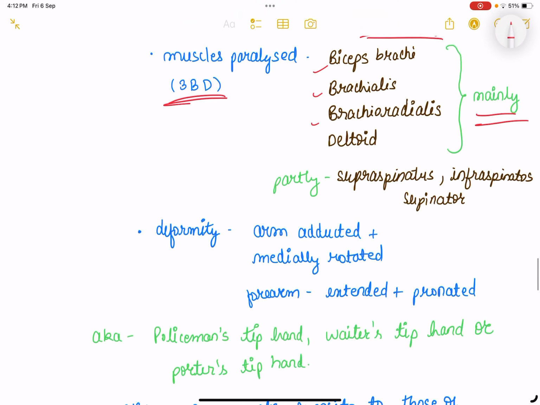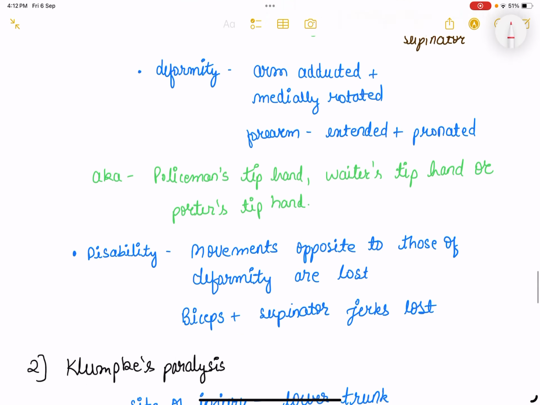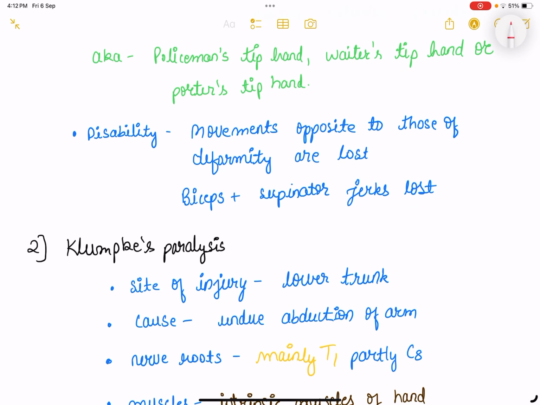Now what is the deformity? The deformity is that the arm is adducted, it is medially rotated and the forearm is extended and pronated. This deformity is also known as policeman's tip hand, waiter's tip hand or porter's tip hand. Disability is that movements opposite to those of the deformity are lost, biceps and supinator jerks are lost.